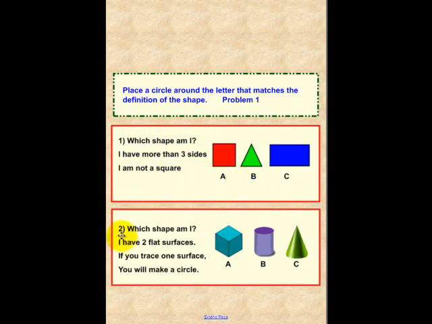And for question 2, which shape am I? I have 2 flat surfaces. If you trace one surface, you will make a circle. Circle A, B, or C. If you would, please answer these questions now. And while they're doing that, if you need to, please pause the video. Thank you.